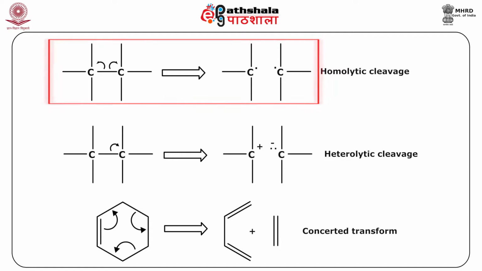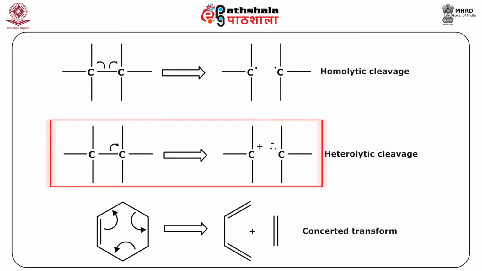The homolytic cleavage is a process of bond dissociation where each fragment present in the parent compound retains one of the originally bonded electrons, as you can see in this figure. And this type of cleavage leads to the formation of free radical species.